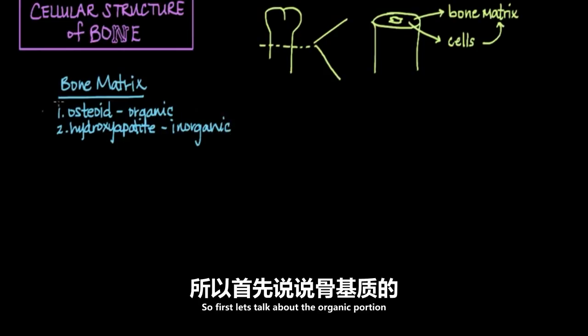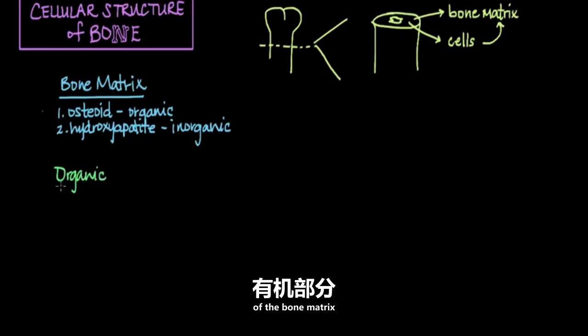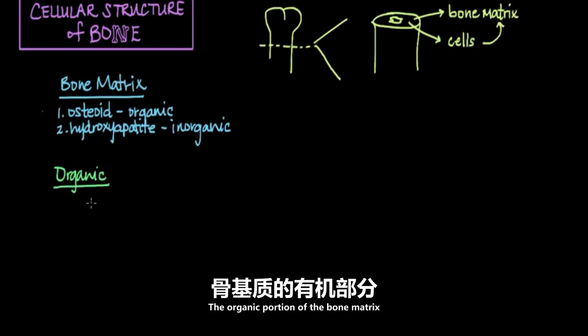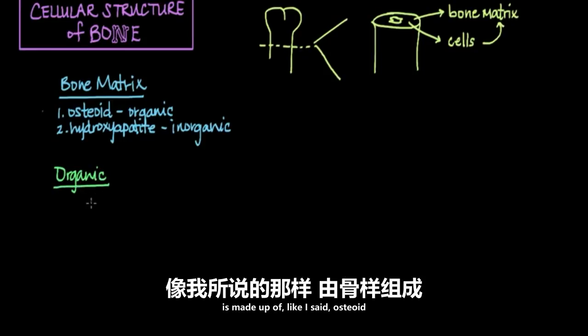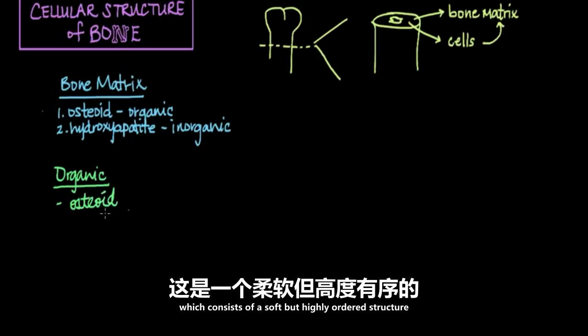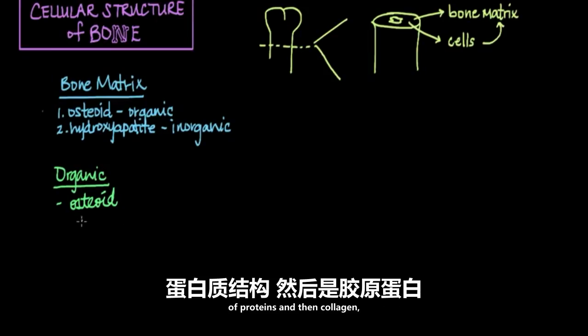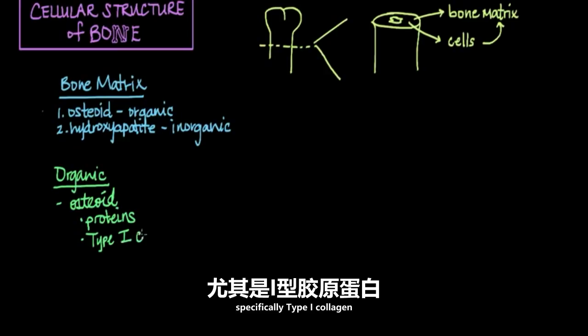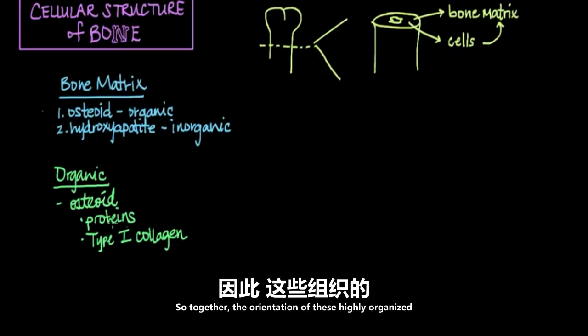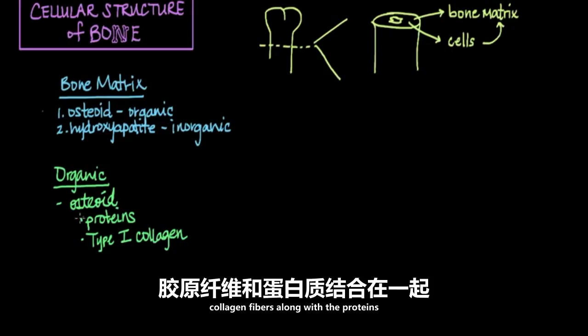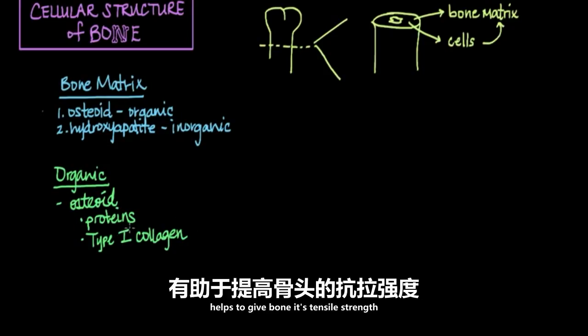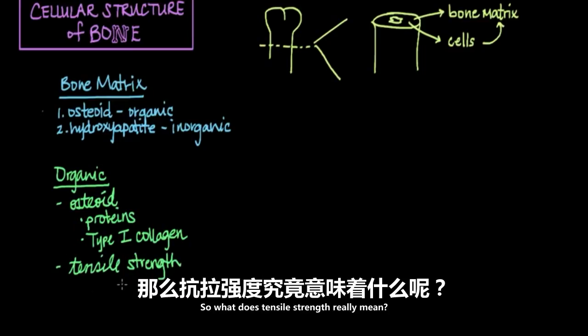So first let's talk about the organic portion of the bone matrix. The organic portion of the bone matrix is made up of, like I said, osteoid, which consists of a soft but highly ordered structure of proteins and then collagen, specifically type 1 collagen. So together, the orientation of these highly organized collagen fibers along with the proteins helps to give bone its tensile strength. So what does tensile strength really mean?